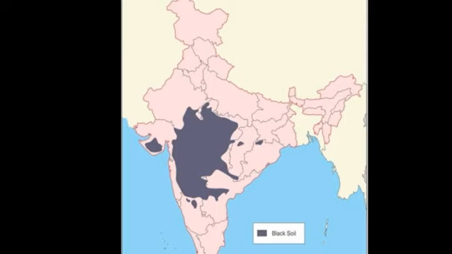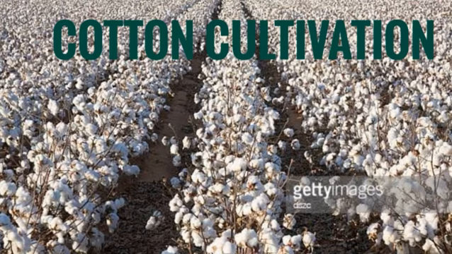Next we are going to read about black soil. This soil is black in color. It has been formed from the breaking up of lava rocks. It is also called black lava soil or regur soil. It is fertile and holds a large amount of moisture. Turn to the next page please.